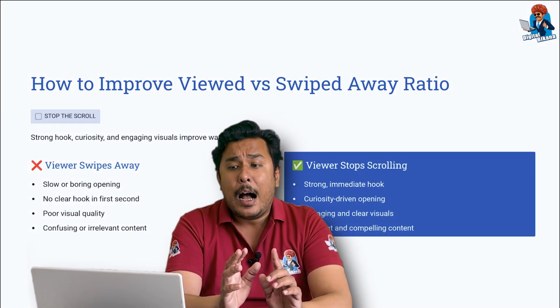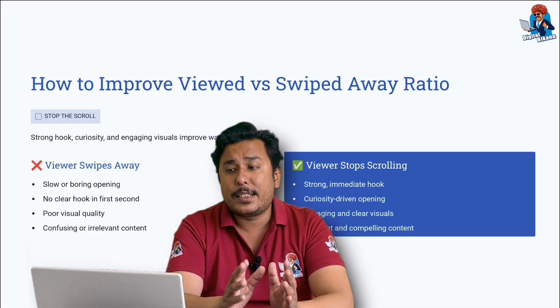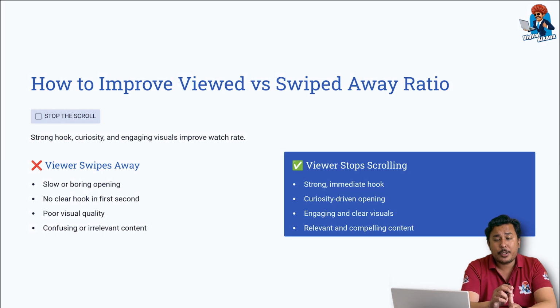Now coming to how to improve the viewed versus swipe away ratio. Strong hooks you can use. You can build curiosity in front of viewers, right? You can use some good engaging visuals so that people stay on your short and watch that particular short. So automatically your viewed ratio would be higher than your swipe away ratio. A slow or boring opening should be avoided, right? If your opening is very slow or quite boring, then people are going to scroll, right?